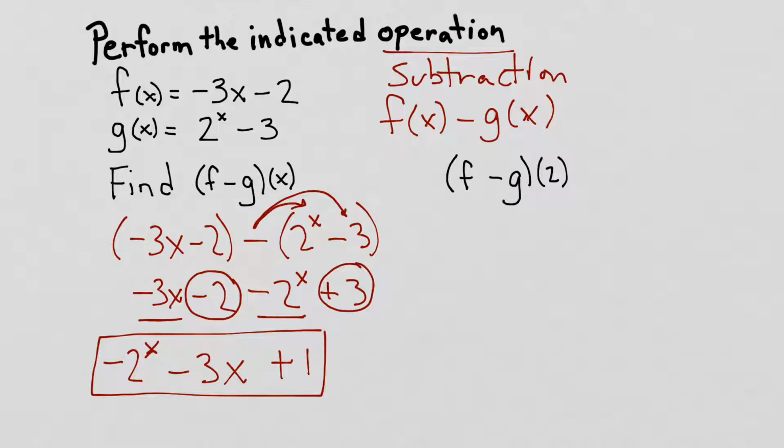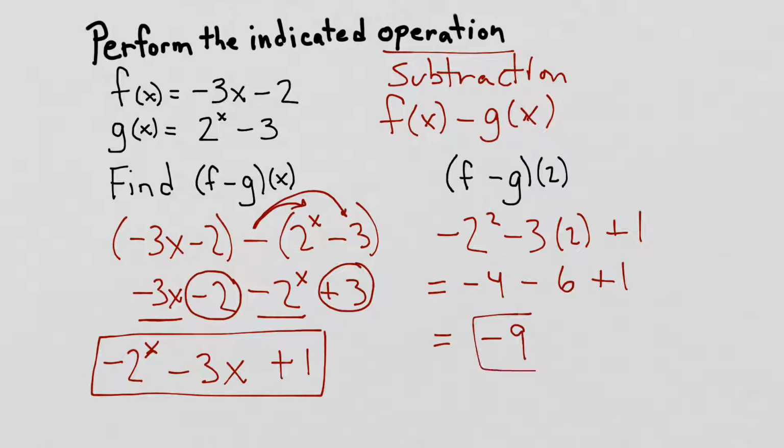For the next step, they ask us to do f minus g of 2. We simply take our solution from the first step, which is negative 2 to the power of x, minus 3x, plus 1, and we replace the x with 2. Negative 2 to the power of 2 is negative 4, minus 3 times 2 is 6, plus 1. Negative 4 minus 6, negative 10 plus 1 is negative 9. This is our answer for f minus g of 2.